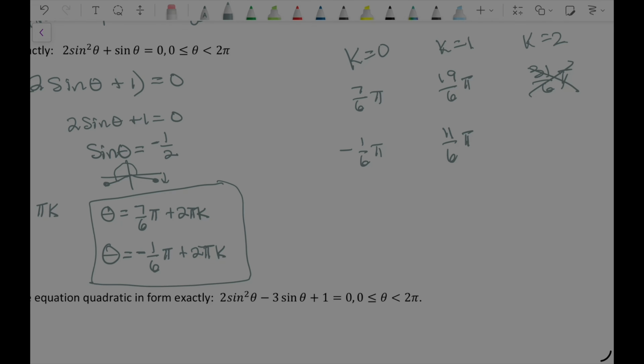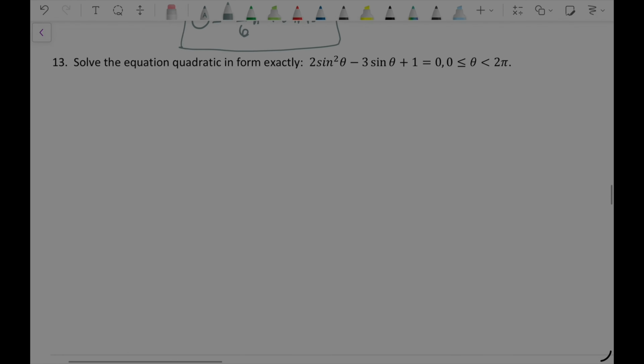This one would be negative 1/6 pi plus 24/6 pi. That's 23/6 pi. That's also too big. And this one is too small. We're looking to go to 2 pi, so anything over 12/6 pi is too big. These are the only two answers. Okay? All right, I think you get the idea.